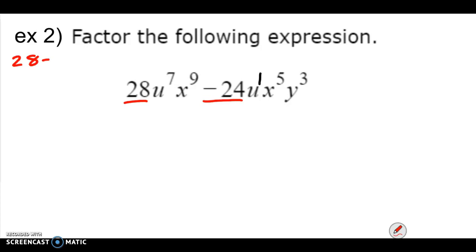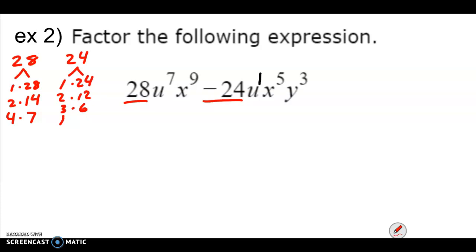28 can be 1 times 28, 2 times 14, 4 times 7, and that's it. For 24, negative 24, you don't have to do the negative in this portion because the negative can go with the other number. 24 has 1 times 24, 2 times 12, 3 times 8, and 4 times 6. The biggest factor that they both have in common is going to be 4. So what you're going to factor out of 28 and negative 24 will be 4.